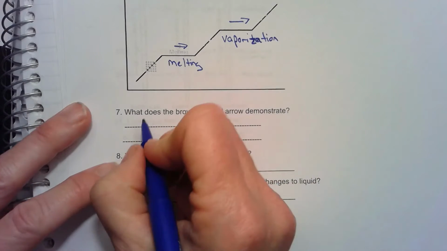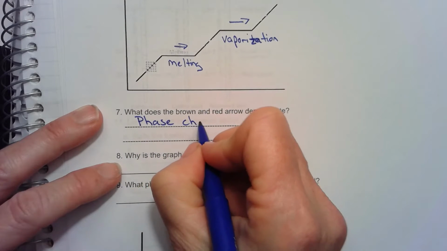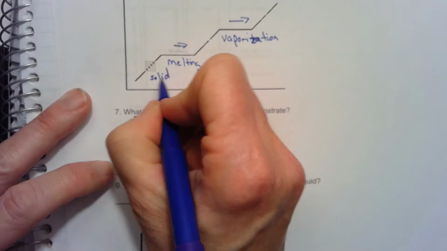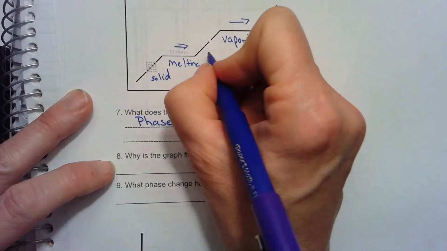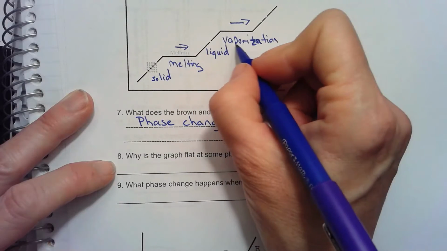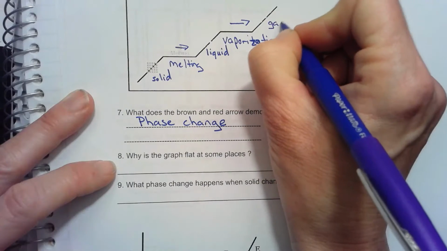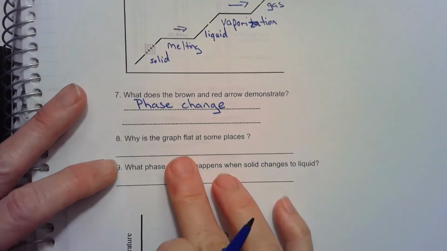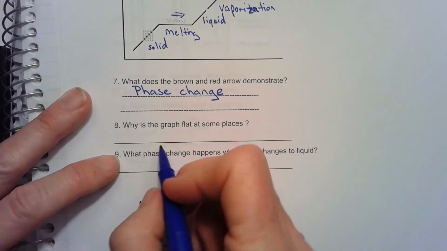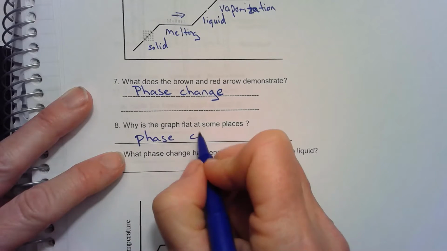Those are also indications of a phase change. The reason I know that's a phase change is it's going from a solid and turning into a liquid. Vaporization, you've got your liquid, it's vaporizing, this is your phase change here, and it's turning into a gas. Why is the graph flat in some places? That's your melting and vaporization. And that is my phase change.